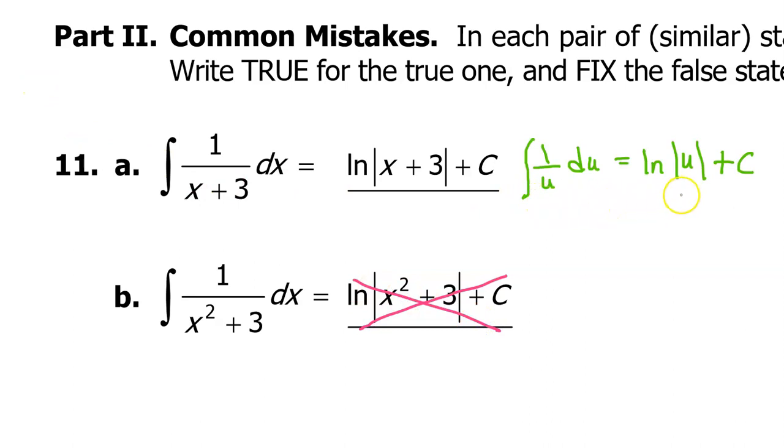Here is the memorized rule that was used for part A. We know that the integral of 1 over u du is the natural log of the absolute value of u plus c. So using our mental u substitution, we see that we have the integral of 1 over u, where u is x plus 3. Since u prime would just be 1, we can do mental u substitution, and we can go straight to this, the natural log of the absolute value of u plus c. So that's why part A is correct.